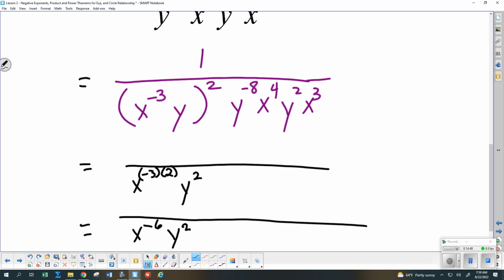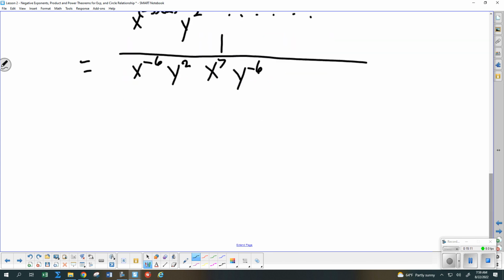And then let's go ahead and put the x to the 4th and x cubed together, x to the 7th. And let's add. -8 plus 2 is -6. And a 1 up there. So now, if I put my -6 plus 7 together, how many do I have? Just one of them. So I have 1 over x.